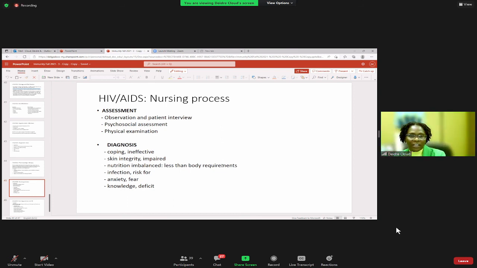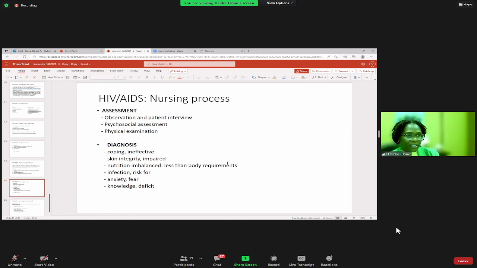Knowledge deficit, anxiety, and fear. We need to make sure people are getting tested and letting them know that there's treatment and there's support groups and people are living longer, healthier lives. And I think if people knew that, then more people would get tested, right? But non-adherence to their treatment regimen can cause increased morbidity and mortality. So we need to make sure that they're taking their medications.